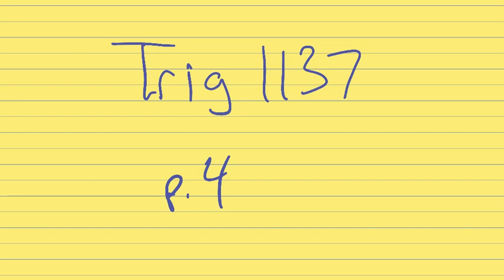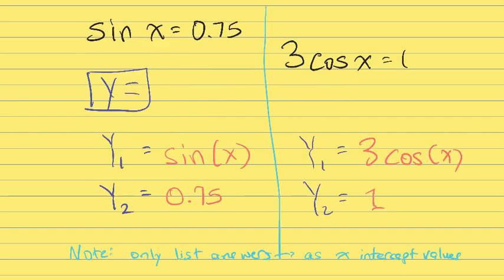All right, but let's go to page 4, assuming that you have read through pages 1, 2, and 3. You get to page 4 and you'll notice on problem 1, it says to graph sine x equals 0.75. And at first I looked at that and I thought, wait a minute, what does that mean? How do I plug that into the calculator? And so I looked back, and this is how you do it.